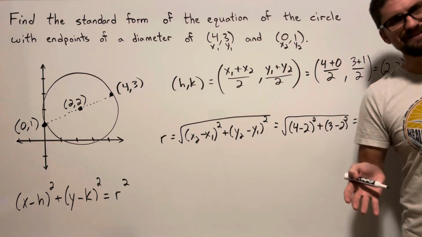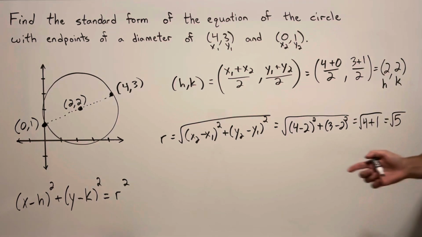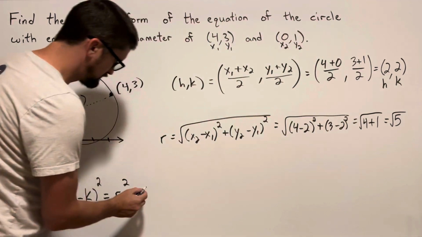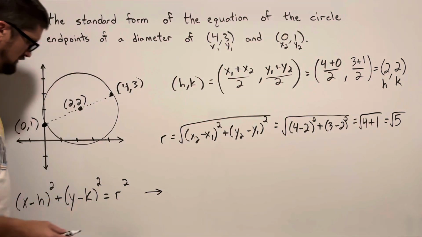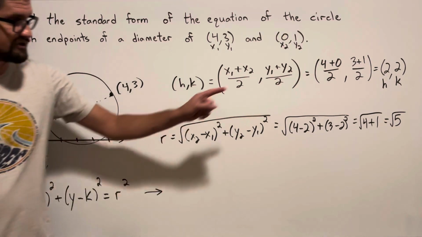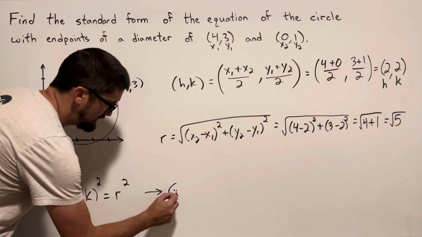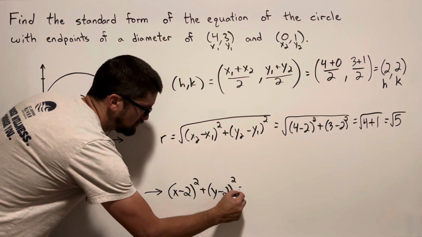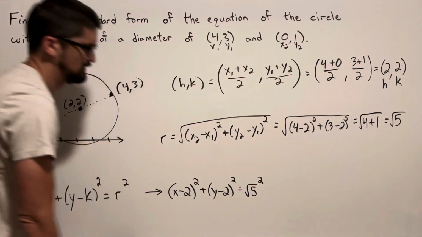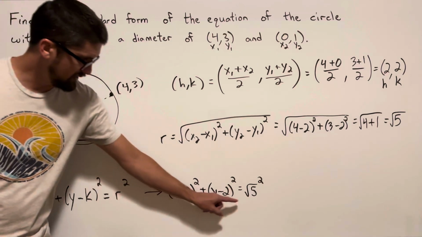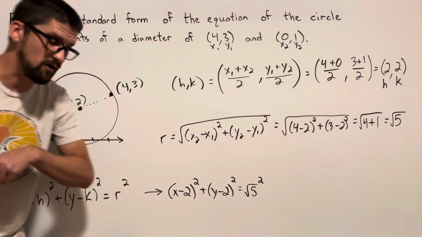Now we have all the pieces to plug into this formula right here. So I'm going to plug in the h, the k, which is 2 and 2, and then I'm going to plug in the r, which is square root of 5. So this is going to be (x minus 2) squared plus (y minus 2) squared equals square root of 5 squared. I plugged in 2 for h, 2 for k, and square root of 5 for r.